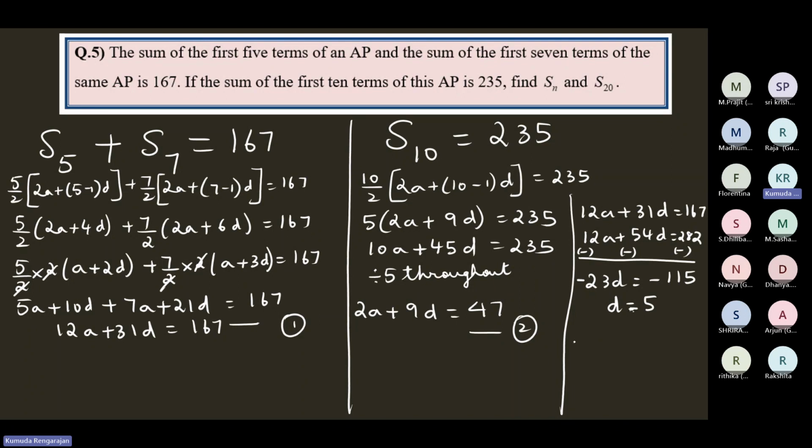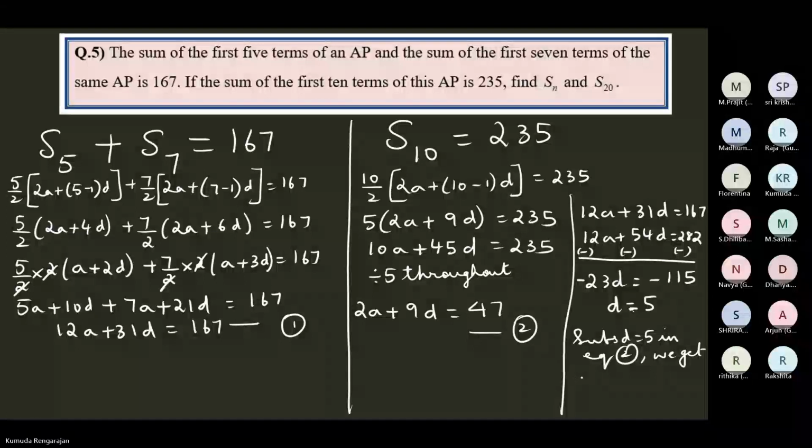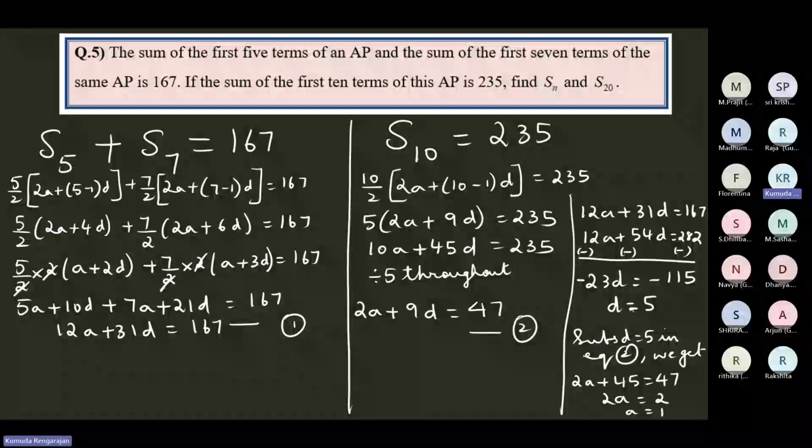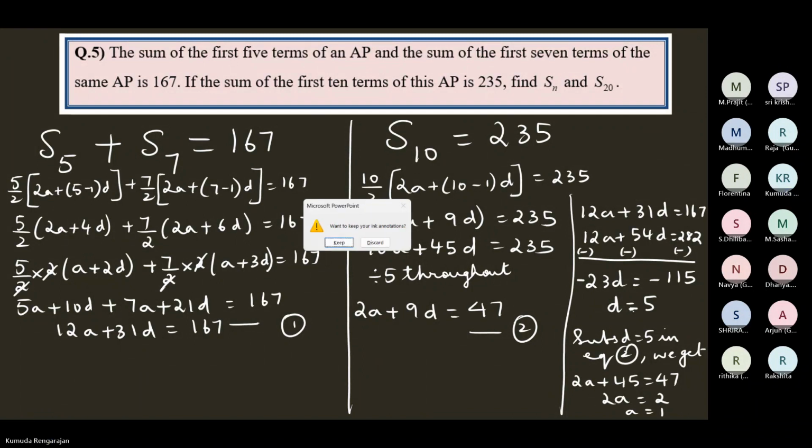So on substituting D is equal to 5 in equation 2, we get 2A plus 9 5s are 45 is equal to 47. So 2A is equal to 2, A is equal to 1. Now the question is to find Sn, children. Sn and S20. Do that.